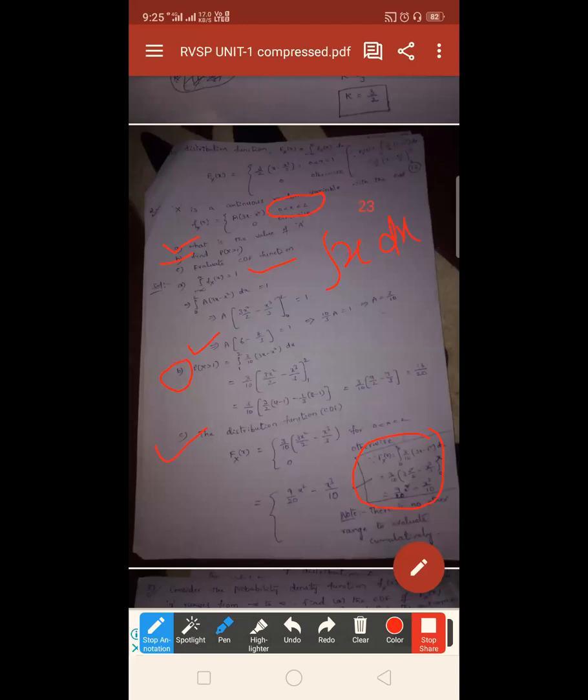Okay, don't write 2 here. In place of the upper limit, don't write 2, because 0 to 2 limits means you will get the numerical value. That is not the correct method. Is it clear? Is it clear?